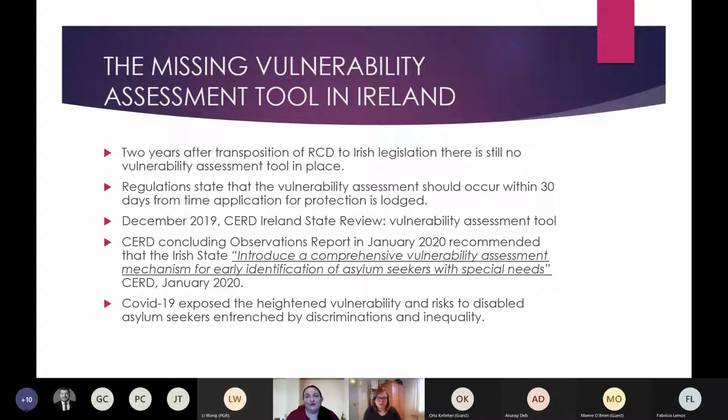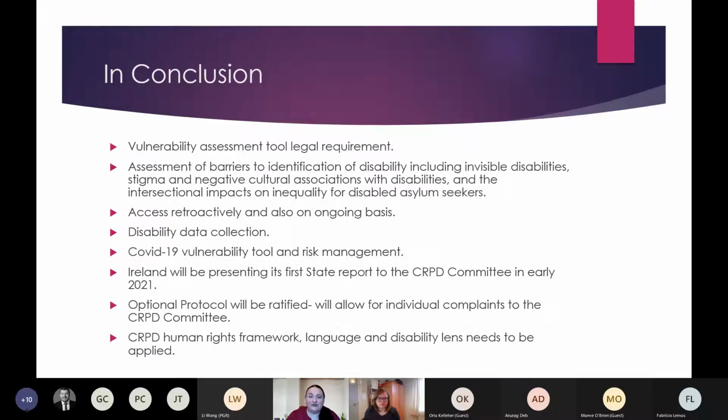It also, in direct provision, caused huge distress to the general direct provision community because people couldn't abide by government rules on social distancing, for example, in such crowded living situations, and disabled people were at increased risk as a result of living in direct provision during this pandemic, causing grave concern. So in conclusion, the vulnerability assessment is a legal tool that is a requirement mandated by the transposed legislation. It's not a choice issue, it needs to be developed.